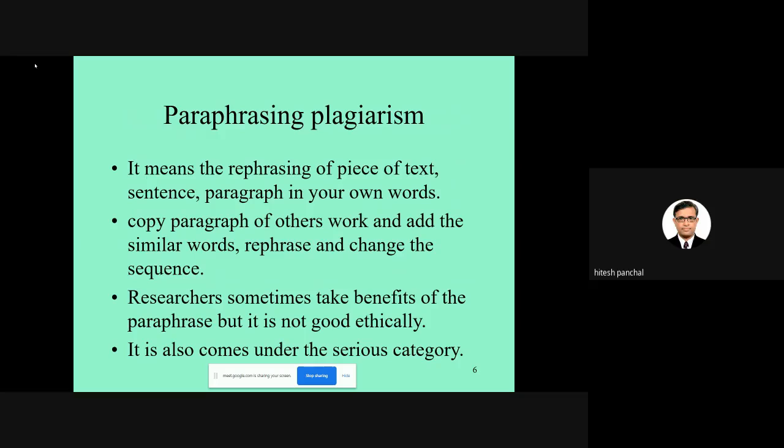Then paraphrasing plagiarism, that means rephrasing a piece of text. Paraphrasing software is available, but it is unethical. Sometimes whatever words you change through paraphrasing, the meaning is totally changed. So even if your paper does not show plagiarism, if it goes for revision or review, your paper will definitely be rejected, because the meaning will be totally different. It also comes under the serious category.